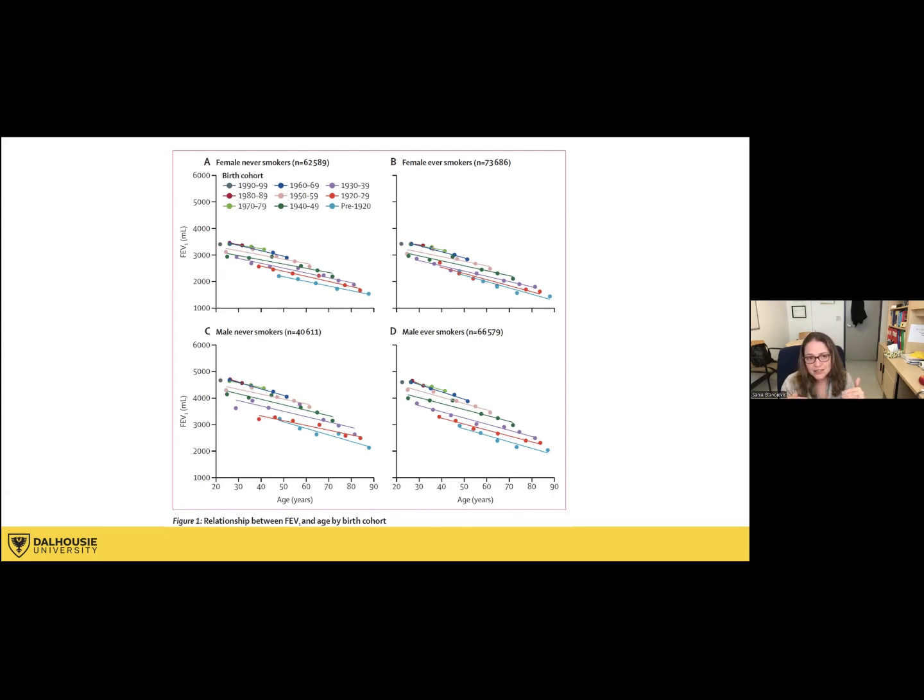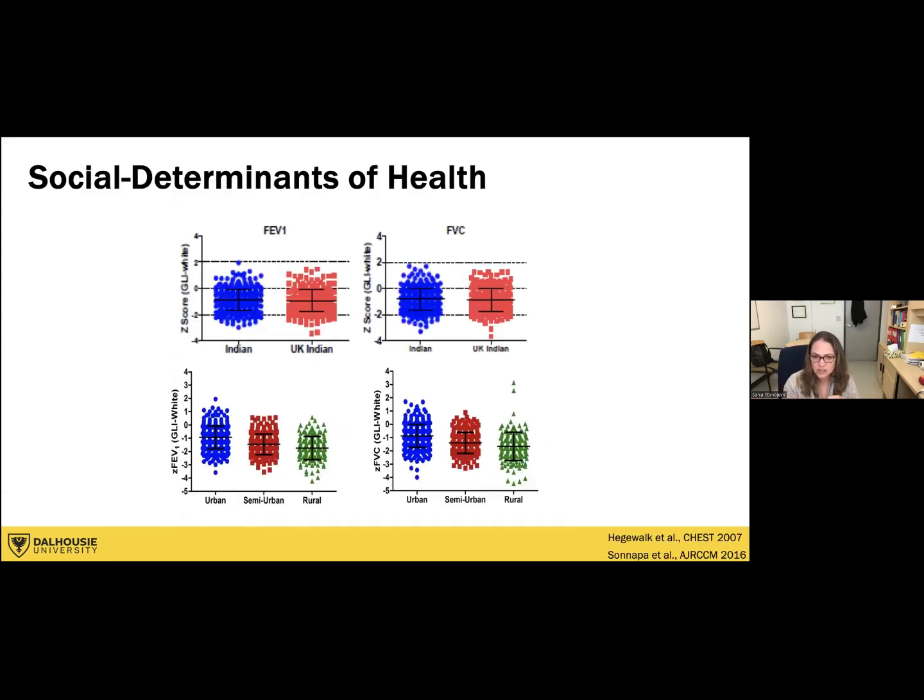And he shows very nicely that over 100 years, we've had a 1 liter improvement in our lung function in the same white European population that we assume is fixed. So even in our healthy definition, we have cohort effects or improvements over time that we don't include or think about when we interpret lung function using these approaches.